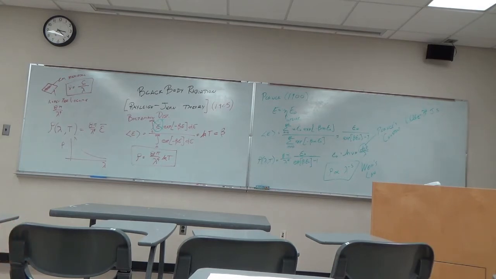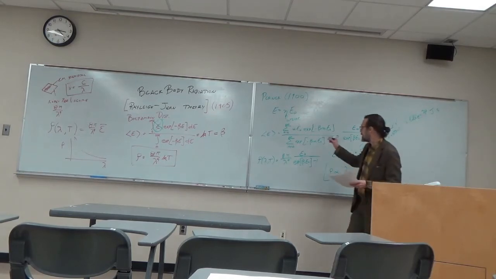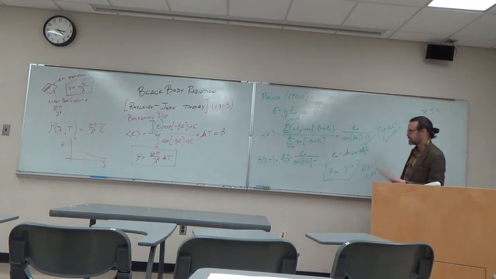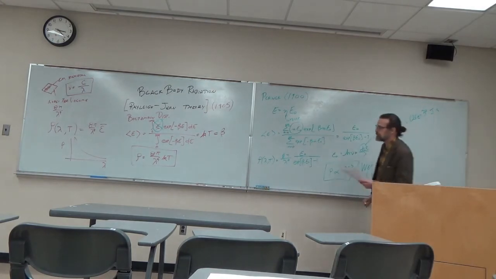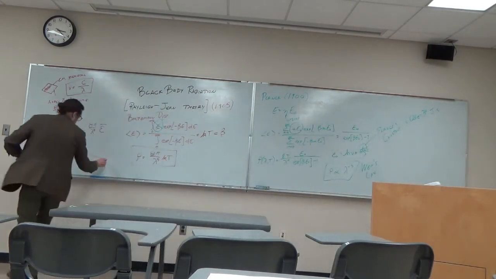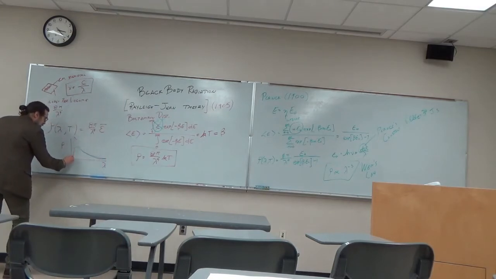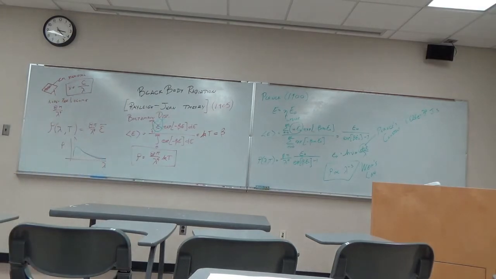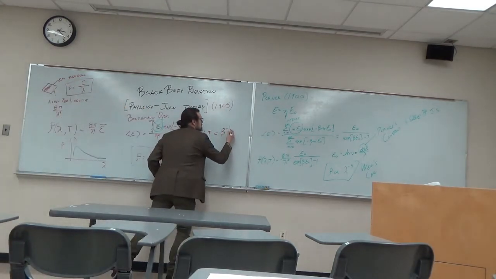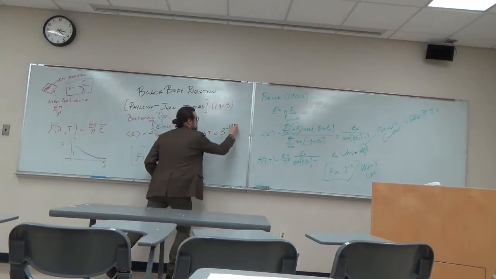So I went through all the math in this because I thought it was pretty amazing, that one simple change went from a solution that blows up to a solution that has the proper functional form. Questions about Planck? Yeah. Is that supposed to be kT equals beta or kT equals 1 over beta? Oh, sorry. Yep, beta to the negative 1. Inverse. Yeah. Good catch.